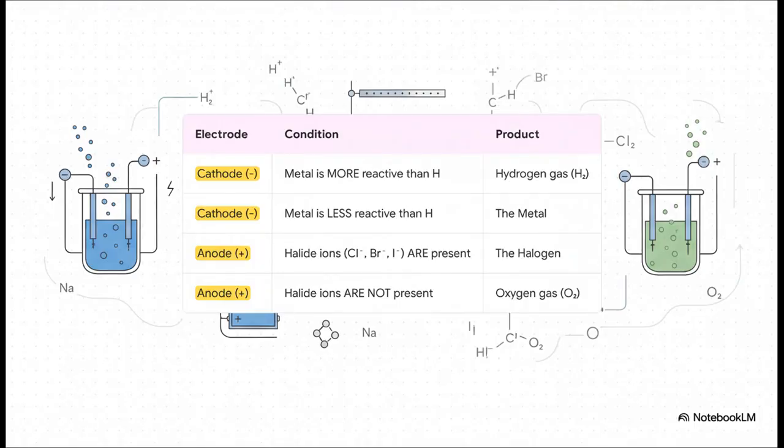This table right here is your essential guide. Seriously, this is gold. In a water-based solution, you've got ions from the salt, but you've also got hydrogen ions and hydroxide ions from the water itself. So you've got a competition at each electrode.